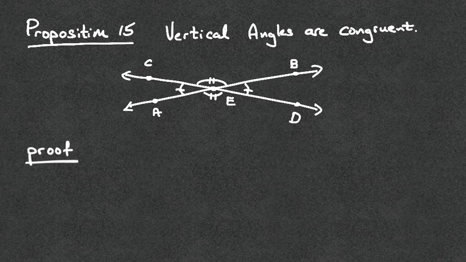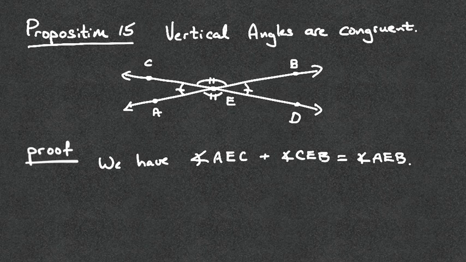The main idea behind this proof is basically that we're doing some algebra with our angles. And we will do that by equating straight angles and then subtracting the angle that those straight angles have in common. So it would go something like this.